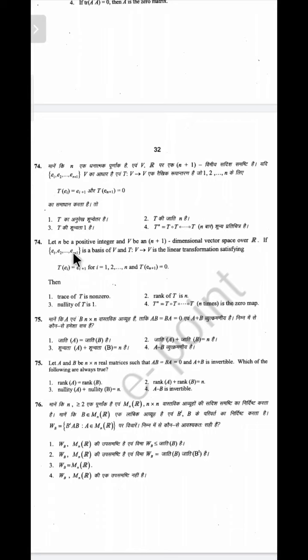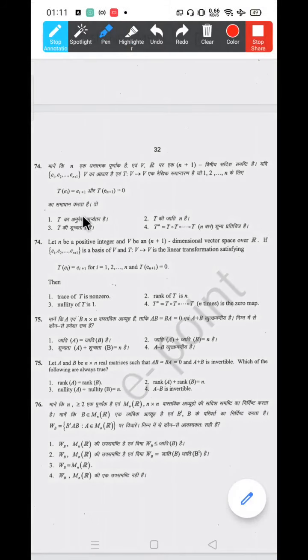Which means, with a linear transformation satisfied by T of e_i equal to e_i plus 1, if you are having 1 0 0, then that will go to the first one, which will be 0 1 0 0 0 0. Next, if you are having T of 0 1, it will give me 0 0 1. Yes, next it will be 0 0 0 1 like this.